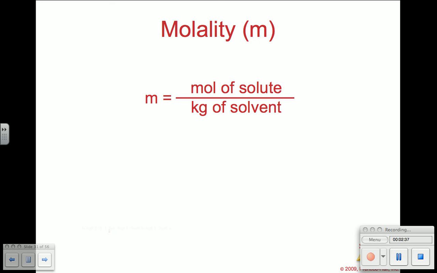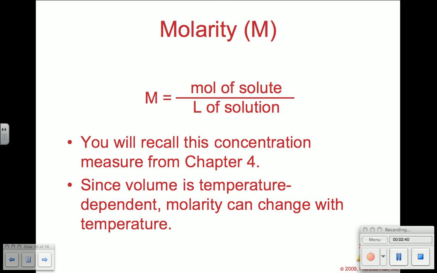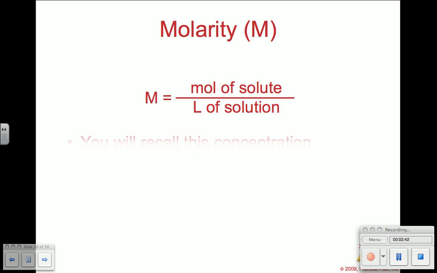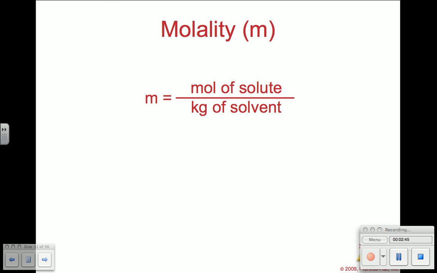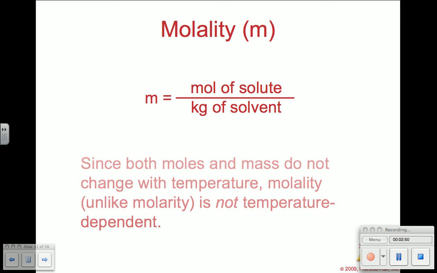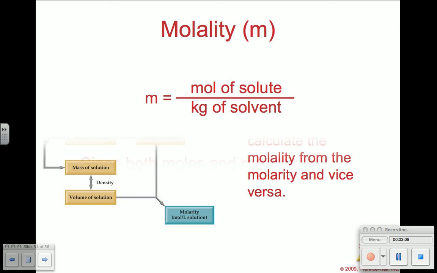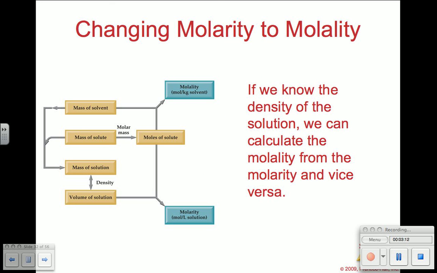And then another type of concentration, very similar, would be molality. Molarity is moles of solute over liters of solution. Molality is moles of solute over kilograms of solvent. Since both moles and mass do not change with temperature, molality, unlike molarity, is not temperature dependent. That's often why molality is preferred for some calculations, because if you know moles of solute and the mass of the solvent, those things aren't going to change if the temperature changes. So it's actually quite useful.